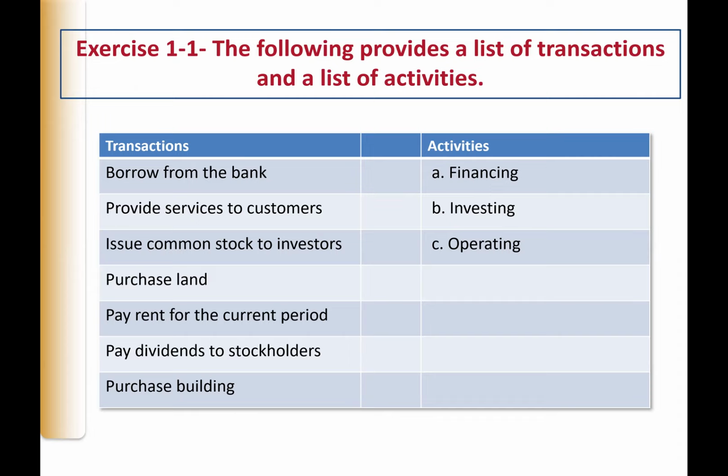Okay, so guys, when we borrow money from a bank, it's going to be a financing activity. When we provide services to customers, it's operating. When we issue stock to investors, that's financing. Purchasing land is investing. Paying rent for the current period is operating. When we pay dividends to stockholders, that has to do with financing, transactions related to the shareholders. And then purchasing a building would be investing.